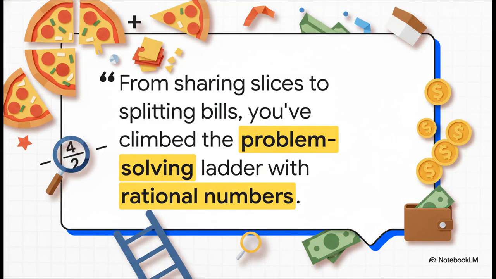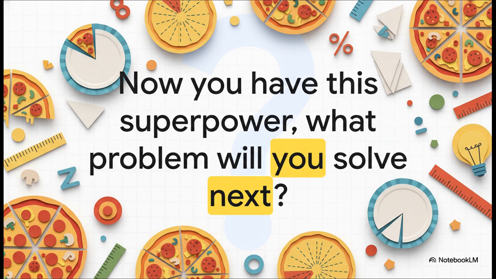Think about it. You started with a really simple problem, sharing a few slices, and you leveled up with each challenge, combining leftovers, finding a part of a part, and finally splitting the bill. You've seen how these numbers work together to help us make sense of the world. You've basically unlocked a new way of thinking. So the only question left is, with this power to understand, measure, and divide the world around you, what problem are you going to solve next?